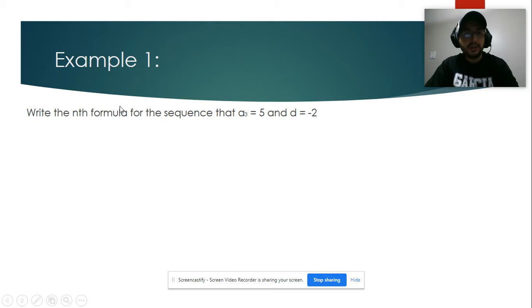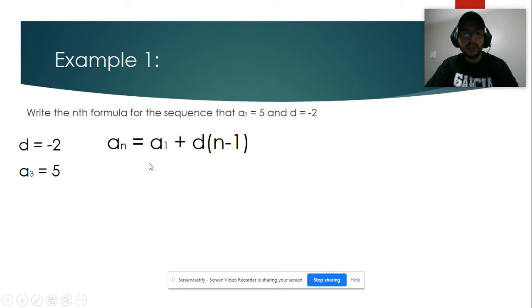We got this example that says write the nth formula for the sequence where the third term, a sub 3, is equal to 5 and the distance, or difference, is negative 2. So we know that the distance is negative 2 and the third term is equal to 5. We're going to use these two to find the first term. Then with the first term and the distance, we can write the nth formula. So using the general formula, we're going to plug in the third term and the distance to find the first term. That's the first step, okay?